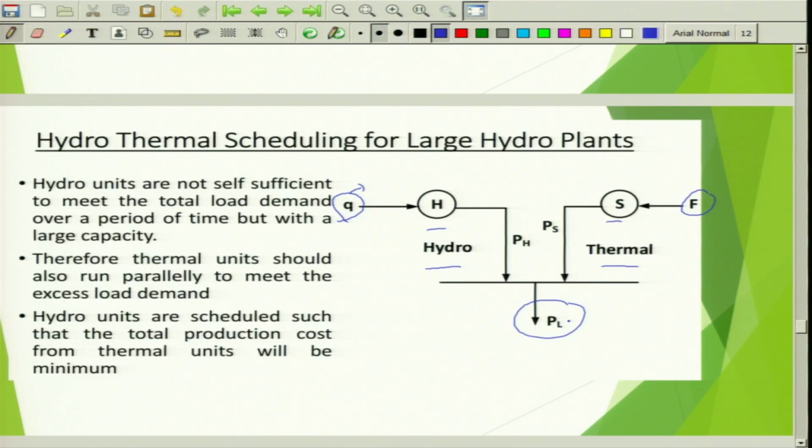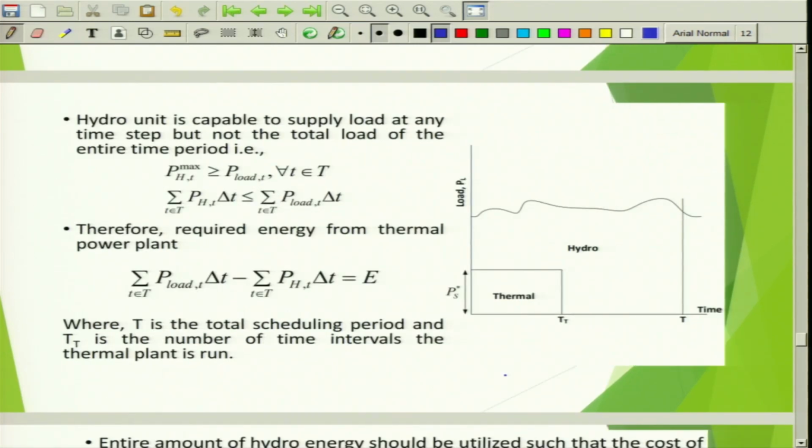Now, hydro units are not self-sufficient to meet the total load demand over a period of time, even with a large capacity. Therefore, thermal units should also run in parallel to meet the excess load demand. Hydro units are scheduled such that the total production cost from thermal units will be minimum. You see here, the hydro unit is capable of supplying load at any time step, but not the total load of the entire time period.